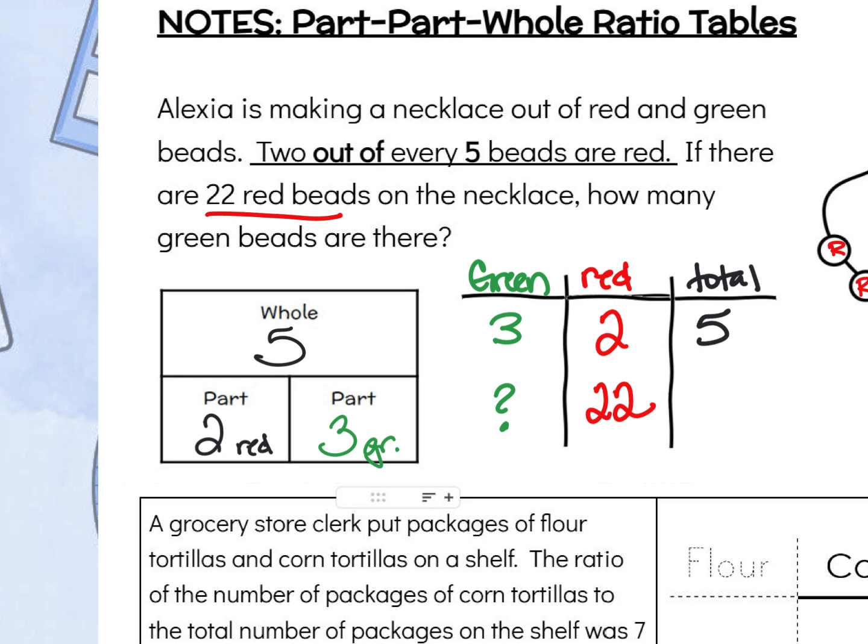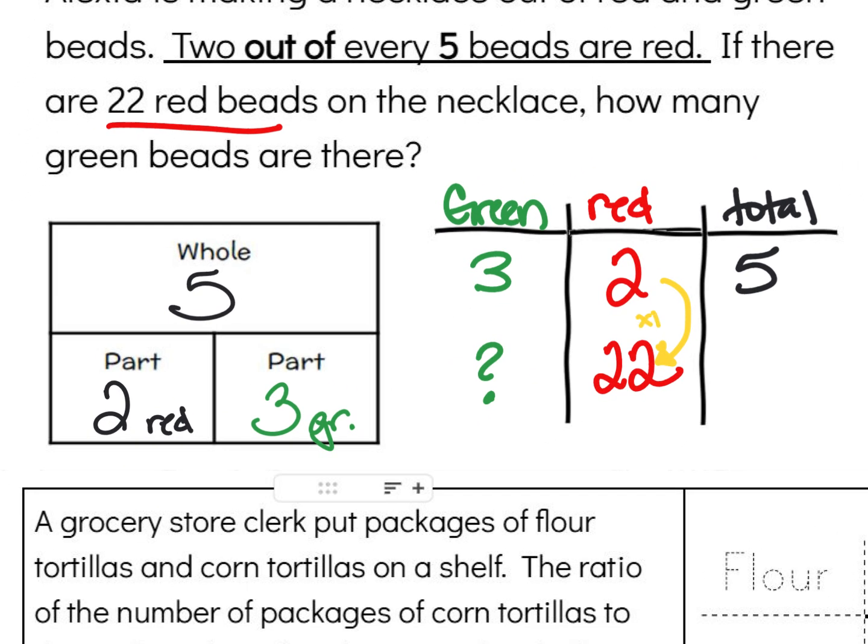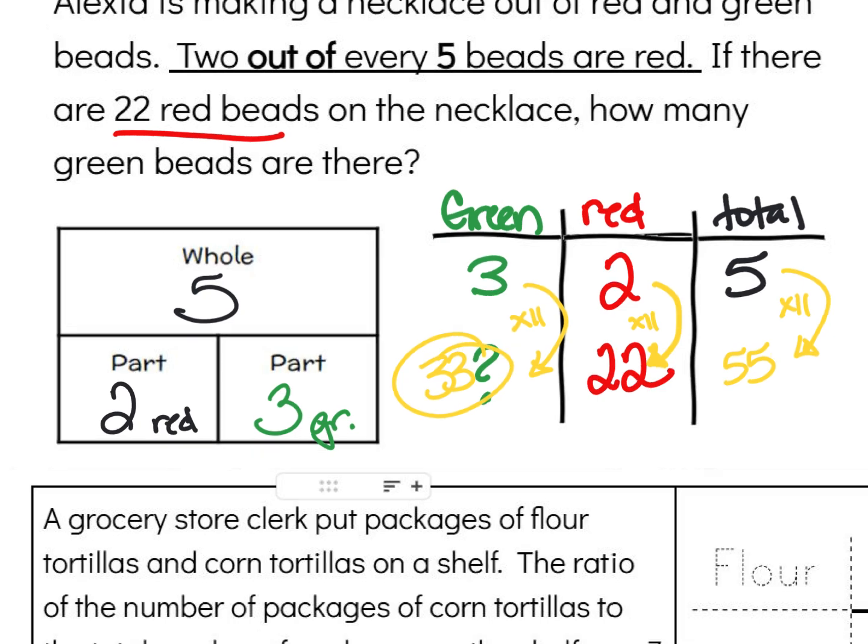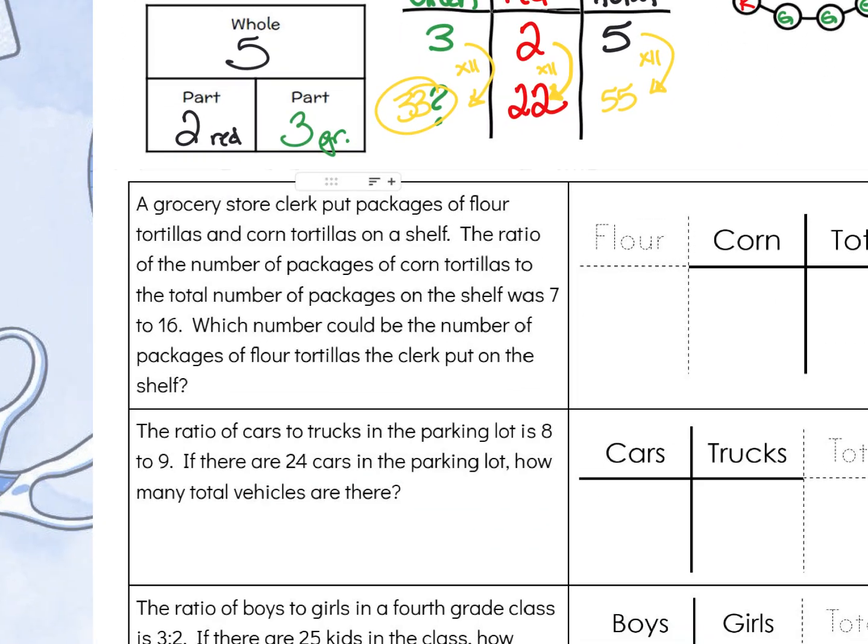Okay, and then I'm going to use my same strategies that I usually use, right? How do I get from 2 to 22? So that would be times 11, right? So then that's going to be 3 times 11, and the total number of beads would be times 11. So I would have 55 and 33. Okay, let's look at another example.